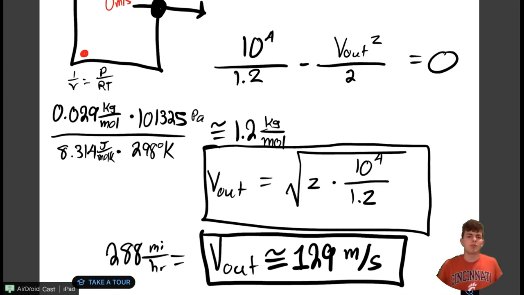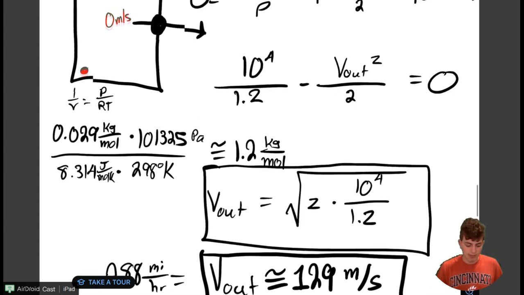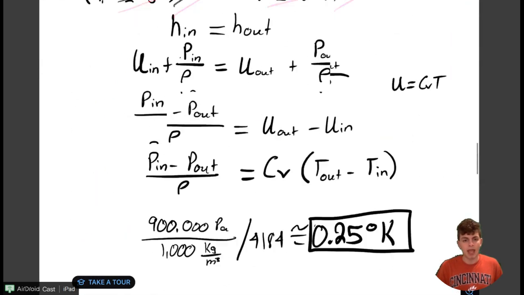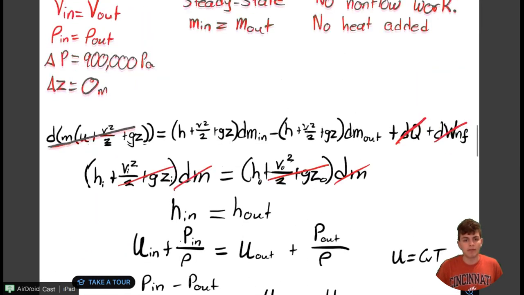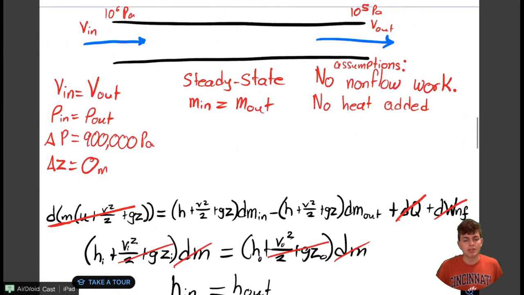So in this video we went through the derivation for Bernoulli's equation from the generic energy balance equation, and then we applied it to two examples, one of air leaving a tank and one of water flowing through some sort of horizontal pipe.